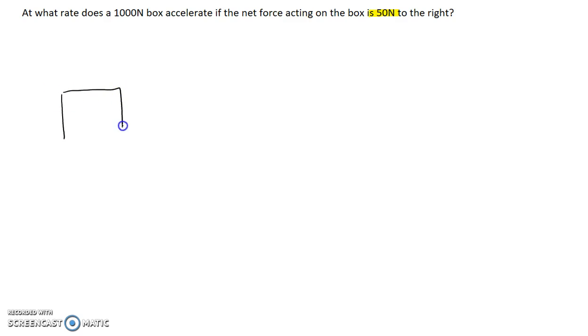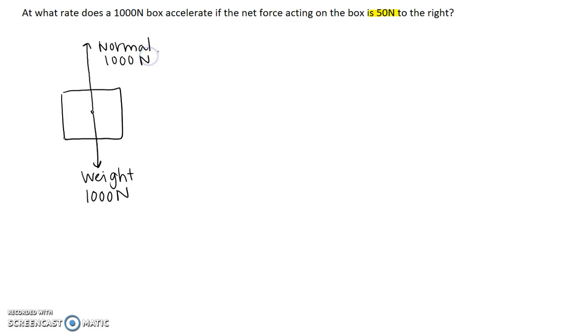So let's start by drawing our box. Information that I know about the box is that it has a weight, which is in the downward direction, and in this situation, our box has a weight of 1,000 newtons. In order for that box to not go through the floor, we have a normal force in the upwards direction of the same value as the weight in the downwards direction. Other information is that I have a friction force, and let's call that X because we don't know what that value is.